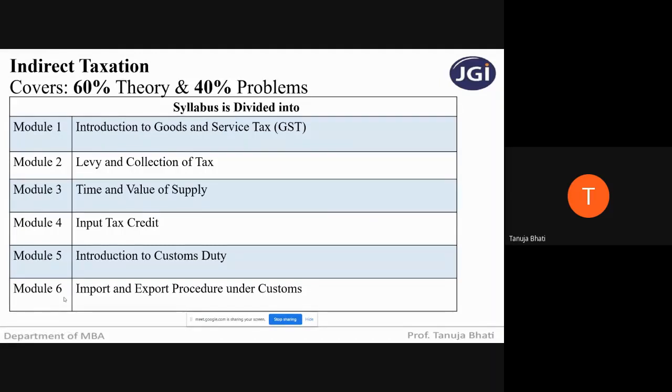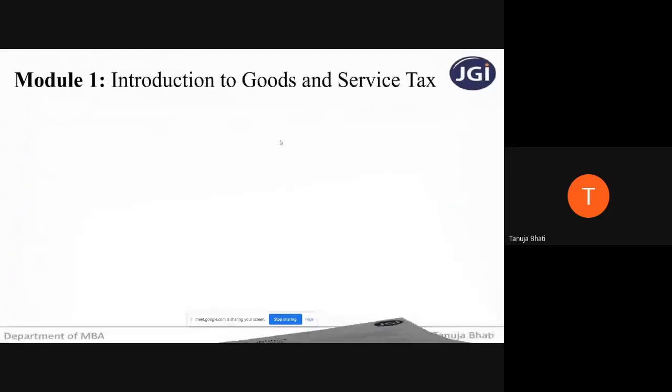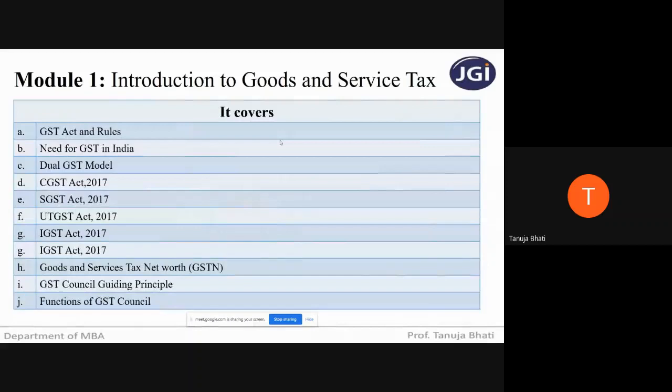So we begin today with module number 1, introduction to goods and service tax. In this module, the things that we are going to cover and understand are the GST model and the different acts under GST, that is the CGST, SGST, UTGST and IGST Acts, the Goods and Services Tax Network, which we call GSTN, and the GST Council, its guiding principles and functions.